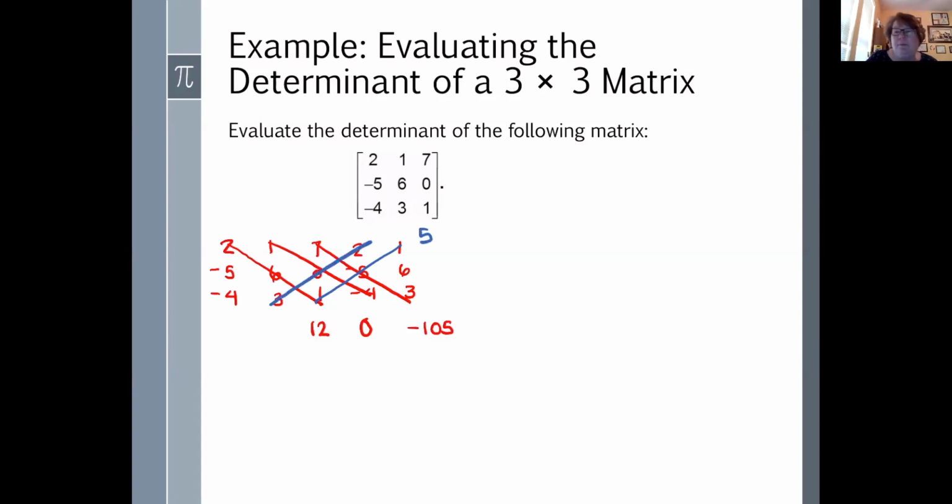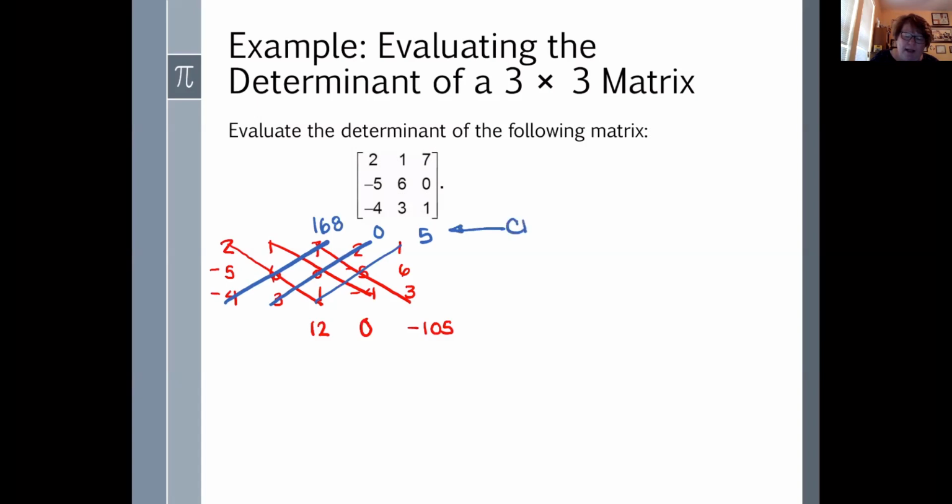Then I have 2 times 0 times 3, that's 0. Then I have 7 times 6 times -4. That's going to be -168, but I'm going to change the sign to positive, and then I can add it. So I got -168. I changed the sign. Let me write that down.